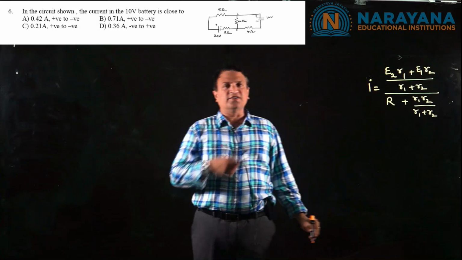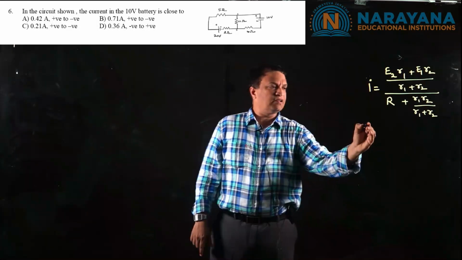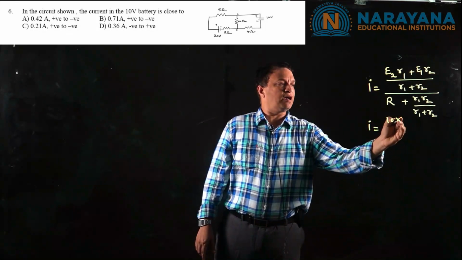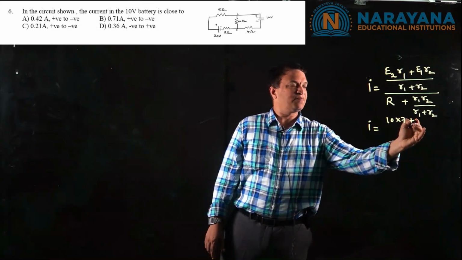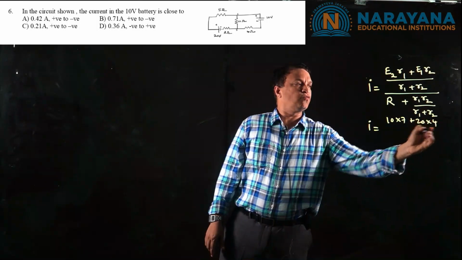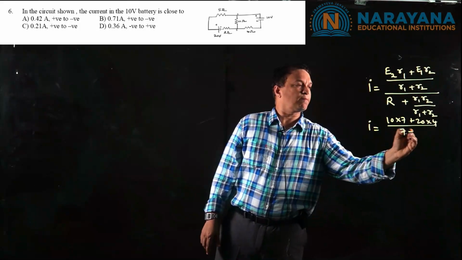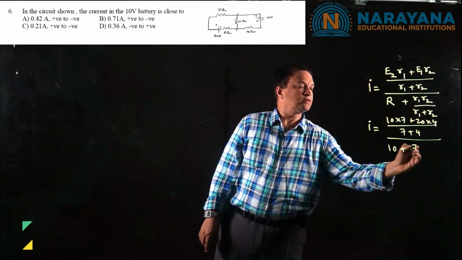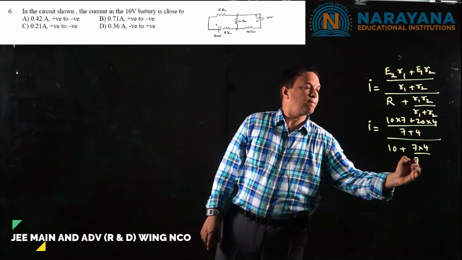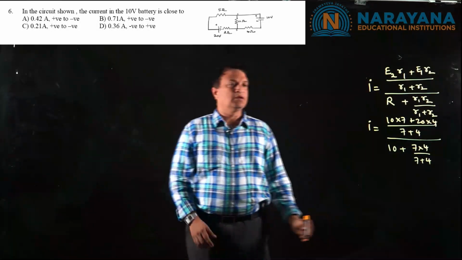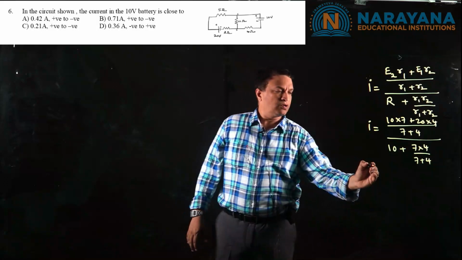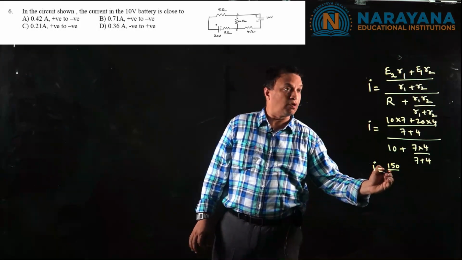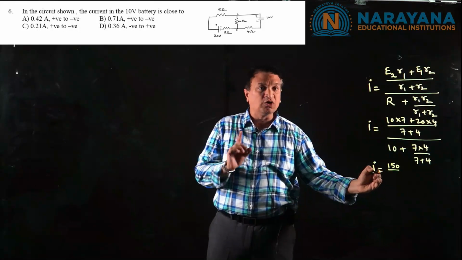In fact, this is the relation which I am using. In this, I will substitute the given values. While substituting, I will have 10 into 7 plus 20 into 4, divided by 7 plus 4, divided by 10 plus 7 into 4 by 7 plus 4. After doing this, you will get the current. Don't forget, this is the current through 10 ohm, not the current through the 10 volt battery. Please remember.